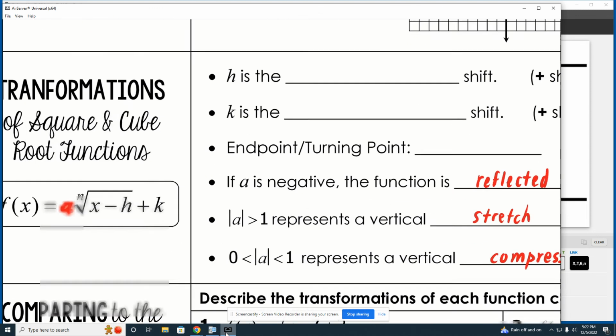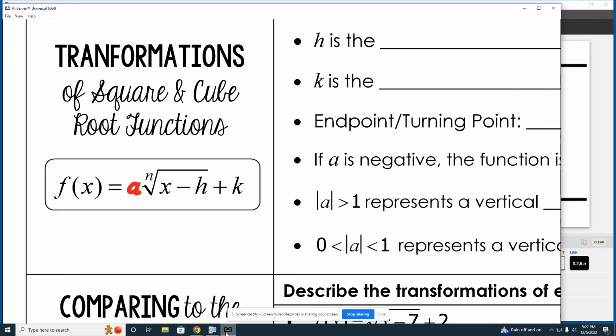So that's the two things that A will tell me. It'll tell me if it reflects, but it also tells me if it stretches or compresses. So two things that you learn by A. But then you got this minus H. Minus H is happening where? It's happening inside the radical.